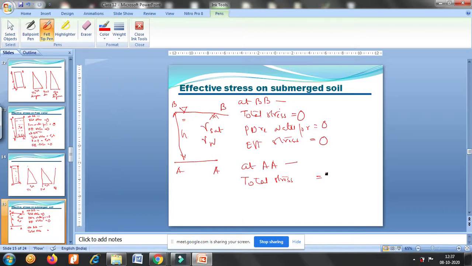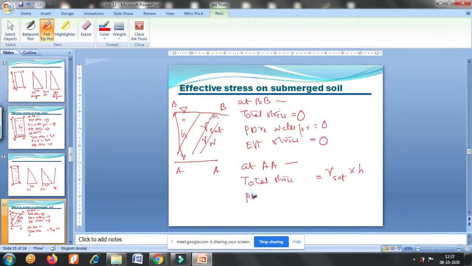The total stress at AA means the weight of the soil mass above it. Soil mass comprises the soil grains and the water. And what is the soil mass above it? In this portion, the soil mass is saturated soil. So the unit weight of the saturated soil we have to take into consideration. So it is gamma saturated into H. That is the total stress.